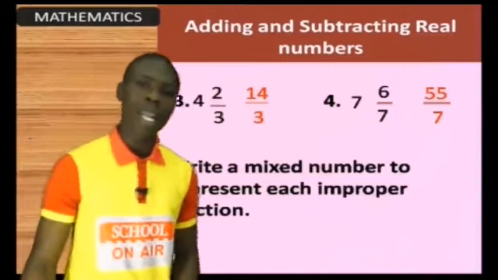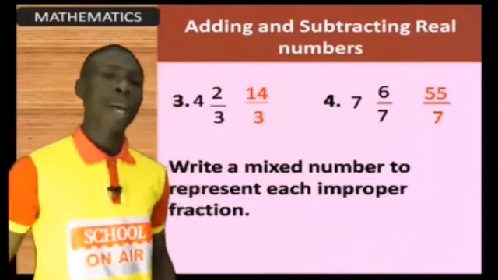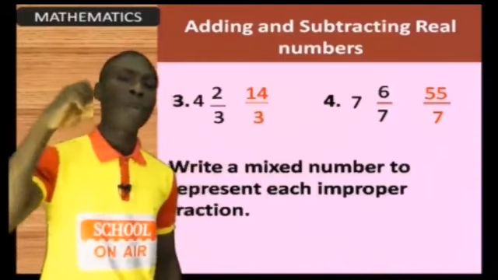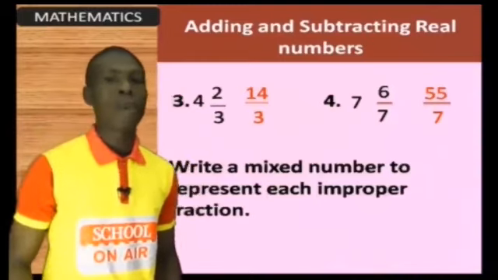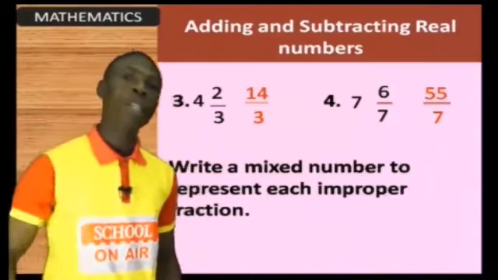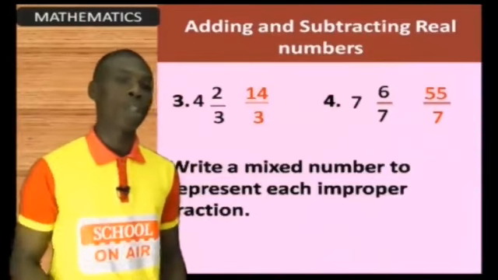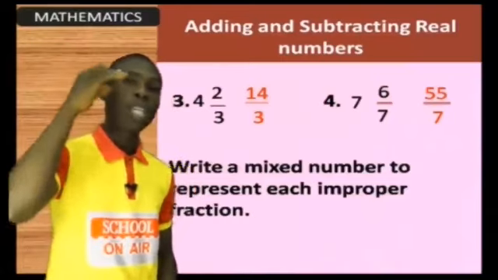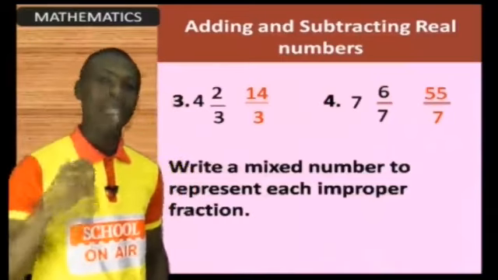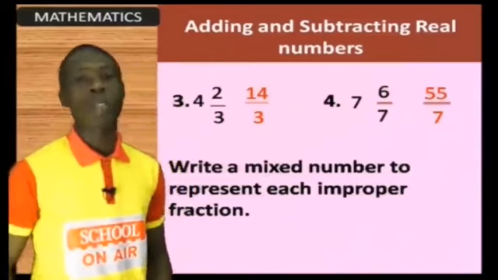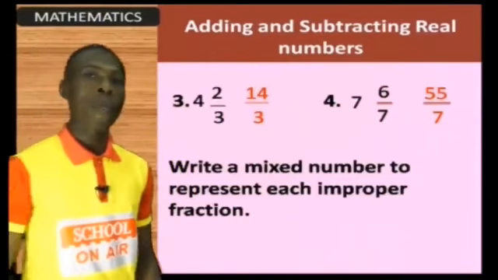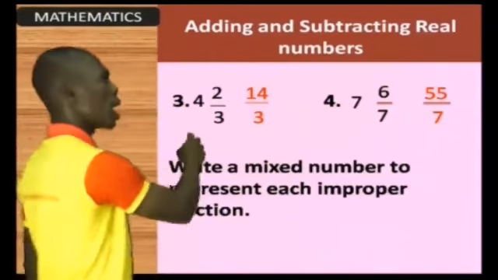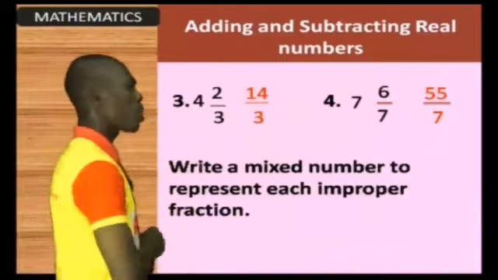Remember, we have learned earlier that improper fractions are fractions where the value of the numerator is greater than the value of the denominator. The numerator is the one you have at the top of the fraction, while the denominator is what you have at the bottom. So when the numerator has a higher value than the denominator, such fractions are referred to as improper fractions. So we are to express this as an improper fraction.